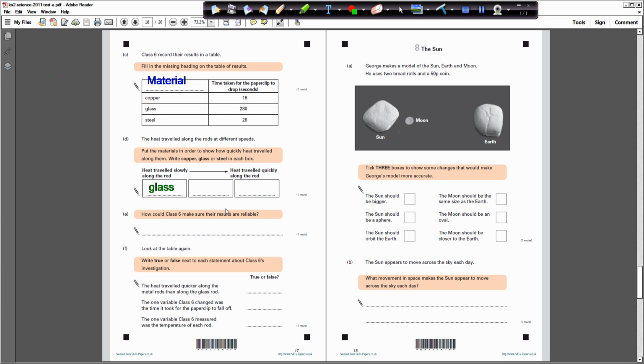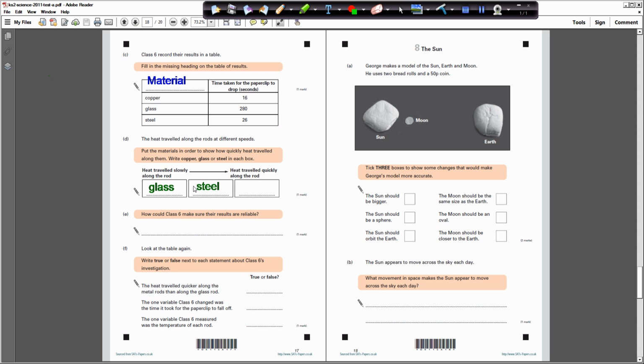Glass took the most amount of time, so it is the slowest. Heat travels slowly through the glass. Which was the next one after glass? Glass has the highest numbers. The next one was steel. So steel goes here. Can you write this down, please? Steel was the next.